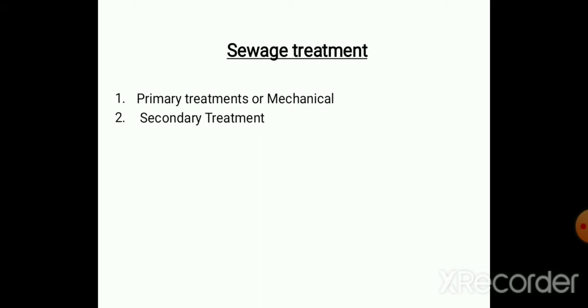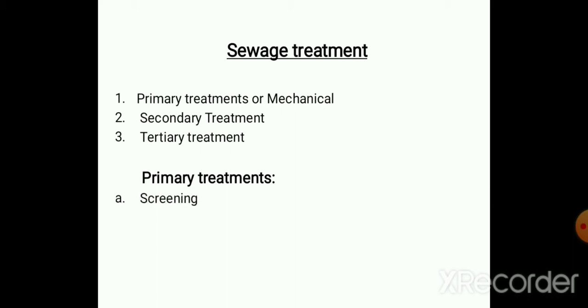In this sewage treatment, we have three methods, that is primary treatment or mechanical, secondary treatment, and tertiary treatment. So this is very important for the exam. So we'll discuss one by one. Okay, first, primary treatment. In this primary treatment, again we have some steps, like the first step is screening.